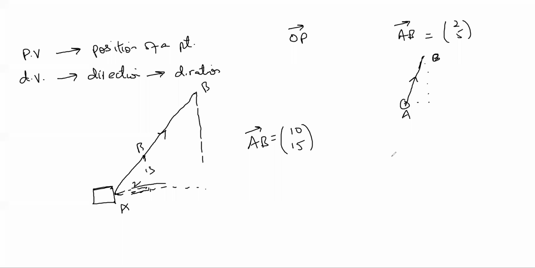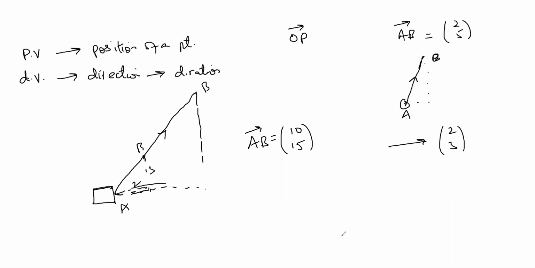What happens to the vector if you write it from 10, 15 to 2, 3? What will happen? Sir, the magnitude of the vector will decrease. Yes, the magnitude will be decreased, like you see, 5 times. Okay, so we cannot simplify the direction vector.